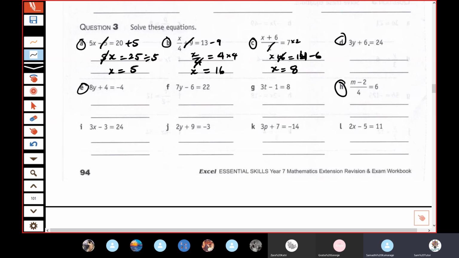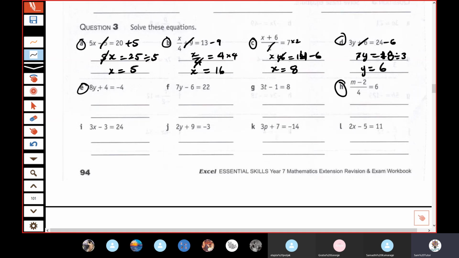Maya, do you want to tell us what to do with D? No, you can just tell me. Plus 6, so how do I get rid of the plus 6? You minus it from 24. That's it. Minus it by 24, so that gives you 18. Then you divide it, because you've got 3y equals 18. And then you've got to divide it by 3. Which equals 6. Brilliant.